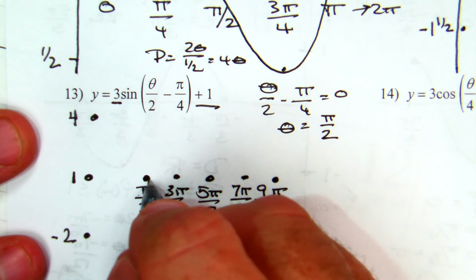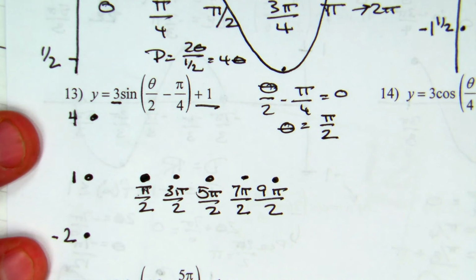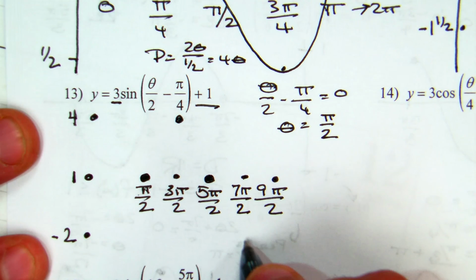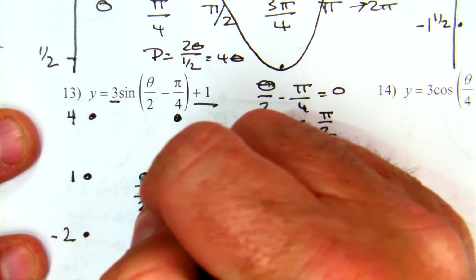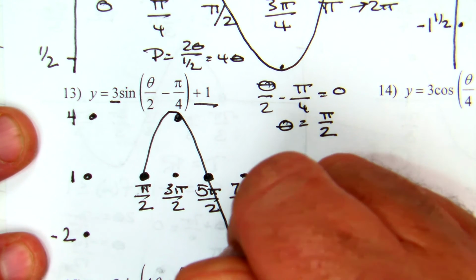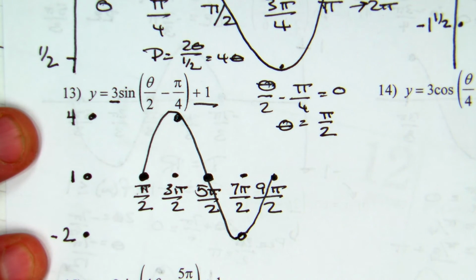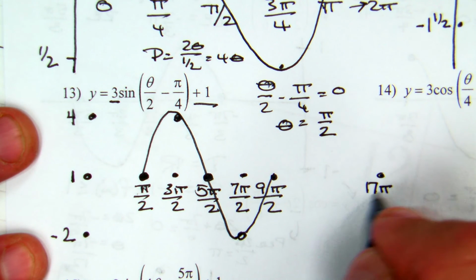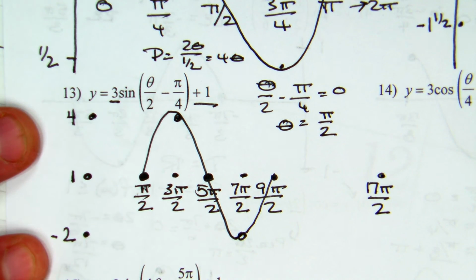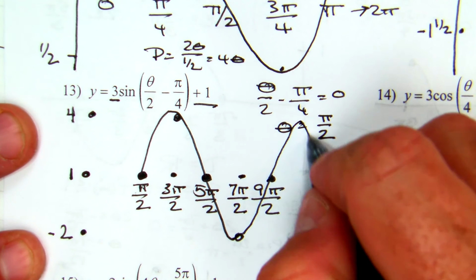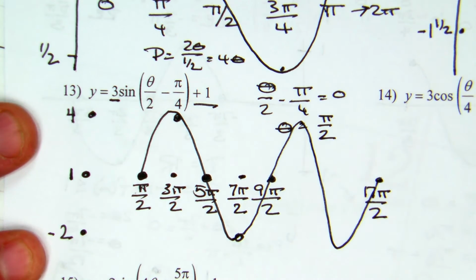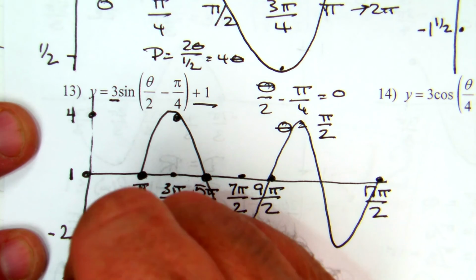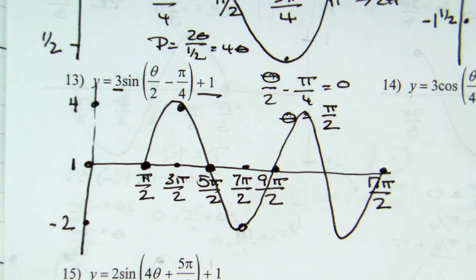All right, so here's my left endpoint, pi over 2. Maximum's up here at 4. 0 there, minimum at negative 2 there, boom. When I did my second cycle, it would come out to 17 pi over 2 because I'm adding 4 pi, which is 8 pi over 2. So I'd repeat it. There we go. There's my horizontal axis. There's my vertical axis. Boom, I'm ready to go.